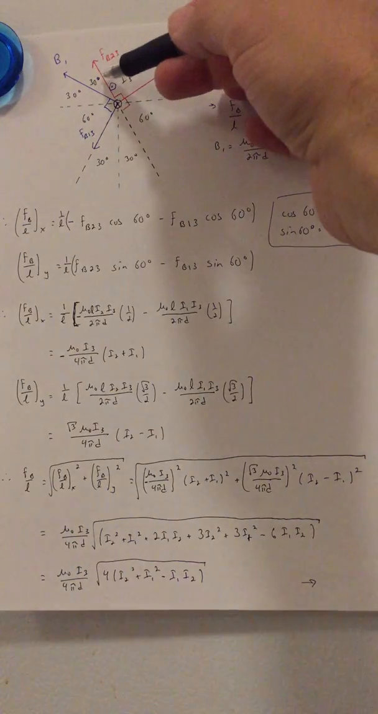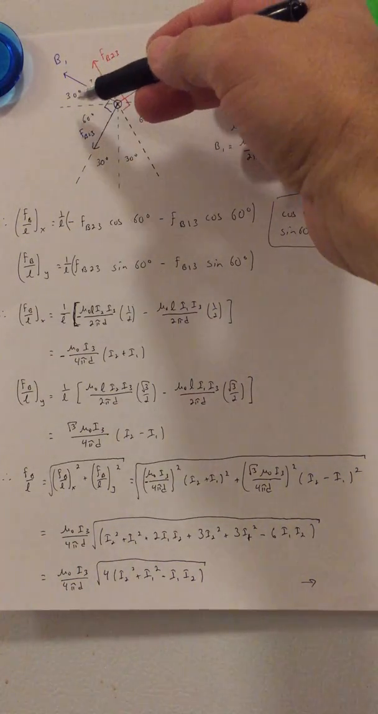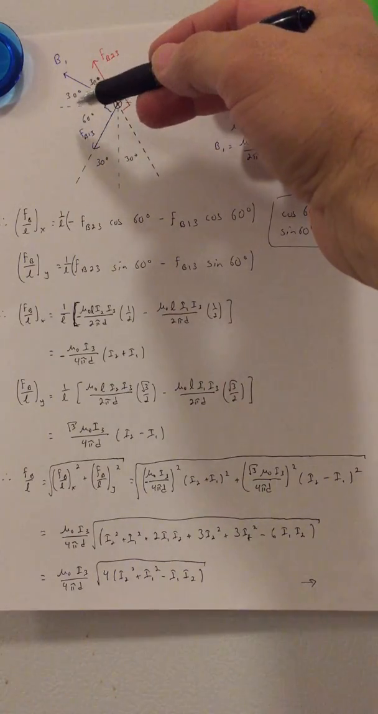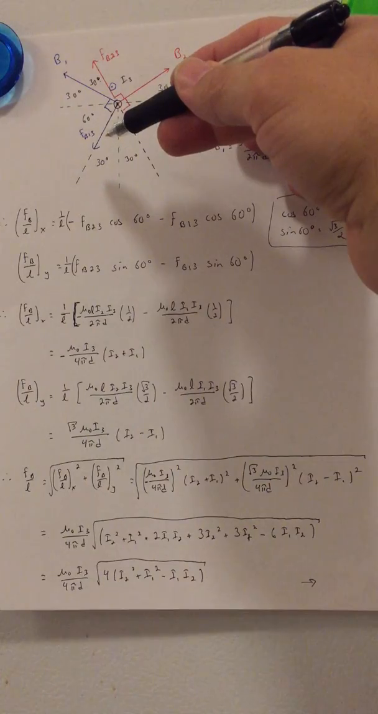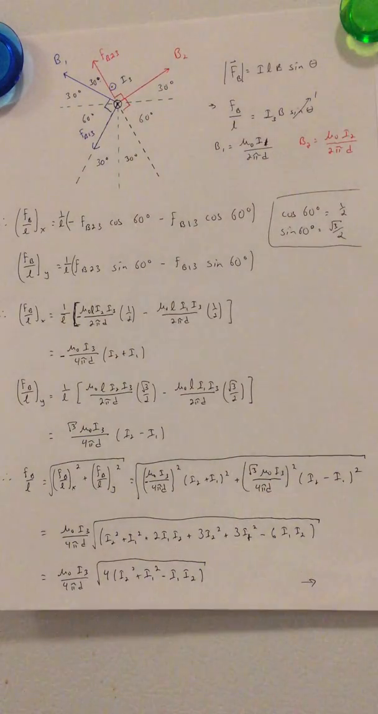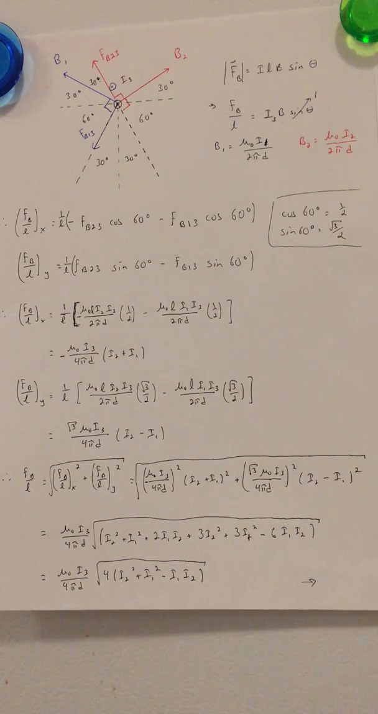Once I get that this angle is 30 degrees, I can tell that this vector, FB23, makes an angle of 60 degrees with the horizontal. Similarly, I've already figured out that FB13 makes an angle of 60 degrees with the horizontal. So I've reminded myself over here what the cosine of 60 degrees is, 1/2. The sine of 60 degrees, root 3 over 2. It's going to come in handy when I simplify this.